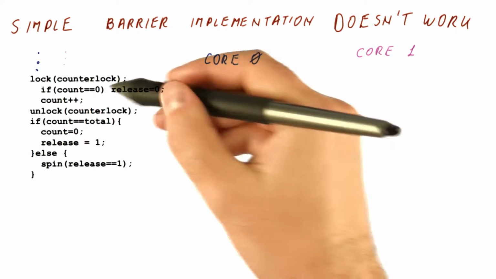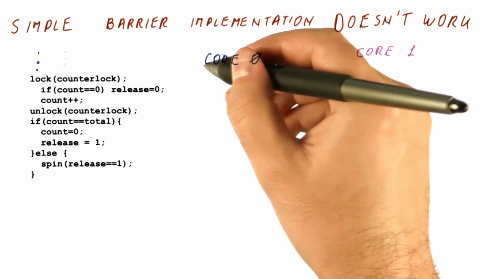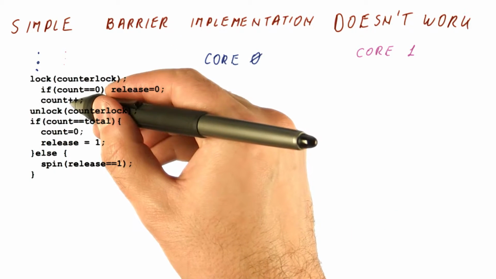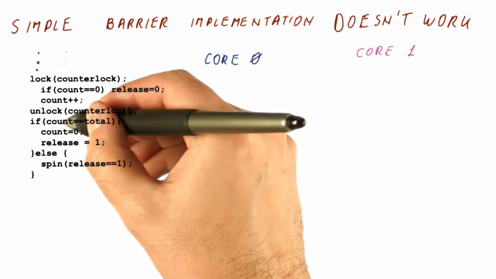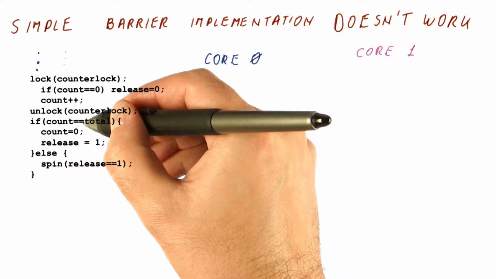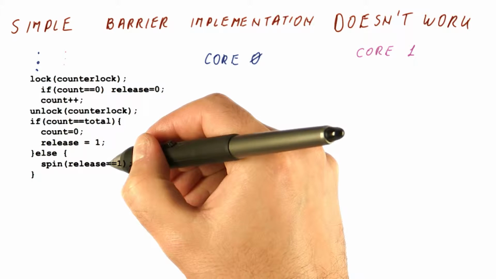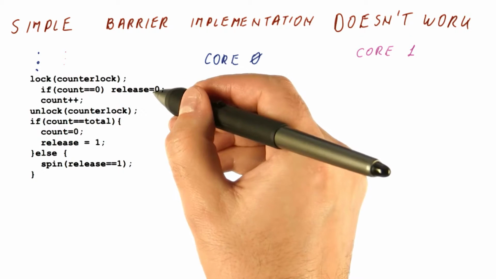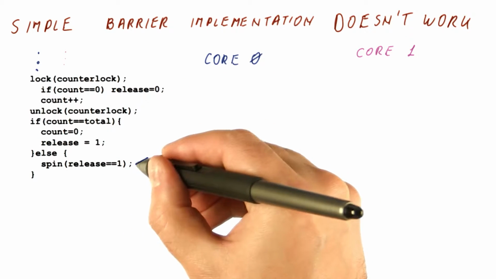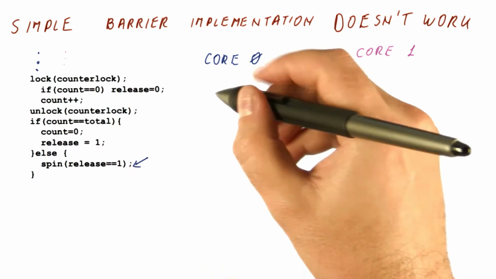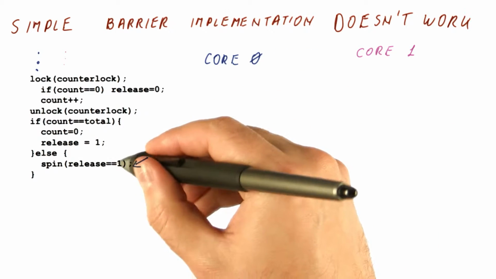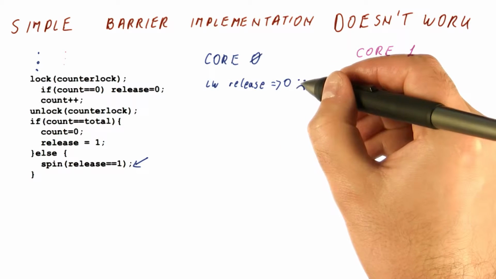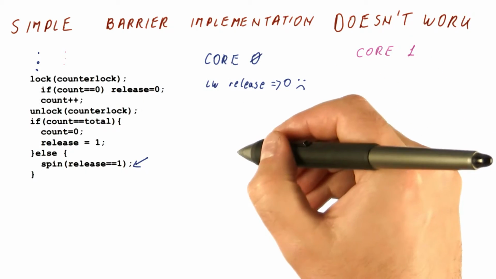And let's say that core 0 arrives here first. So what core 0 does is resets release to 0, increments the count to 1, unlocks the lock, checks whether the count is equal to 2, and starts spinning, waiting for the release to become 1. So now release is still 0 because we just reset it, and core 0 is gonna stay here spinning. It essentially does a load word of release, sees 0, and will check again. And it keeps doing that.